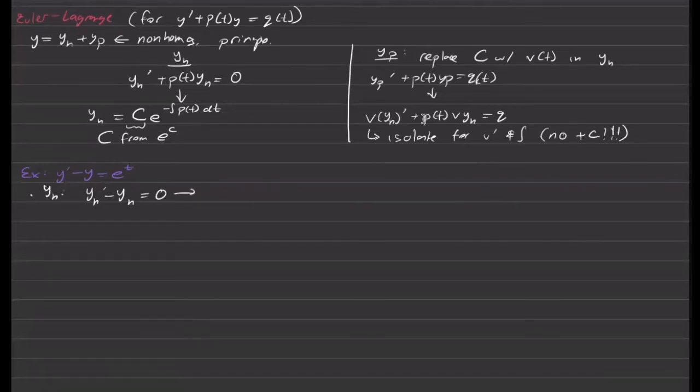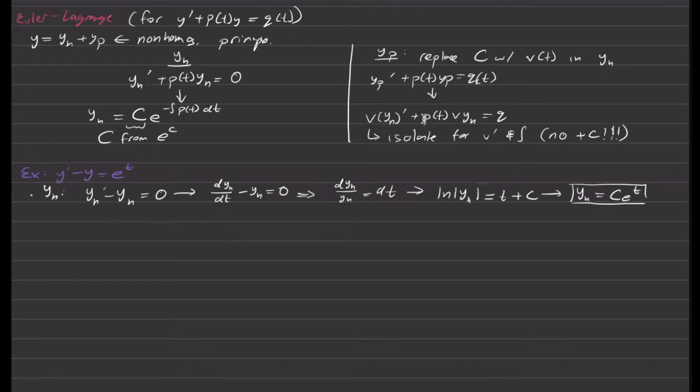Just for clarity, let me rewrite this as dy_h over dt. That's just y_h prime minus y_h is equal to 0. We can rearrange that, and you'll get dy_h over y_h is equal to dt. Solving that out, you get the natural log of the absolute value of y_h is equal to t plus c. Once again, we rearrange, and we find that y sub h is equal to c times e to the t. I'll box this for now.